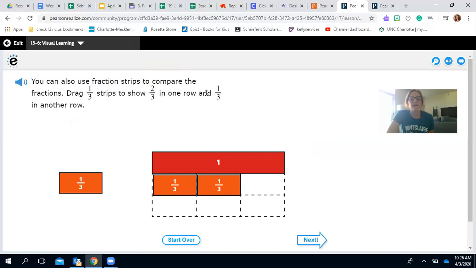Okay, in another row, I need to show 1/3. So I'm just going to take one of these. Now, looking at these, can you tell me which one has more? Which has more, 2/3 or 1/3? 2/3, you're right. 2/3 has more. If you notice, it's closer to 1 whole than 1/3.